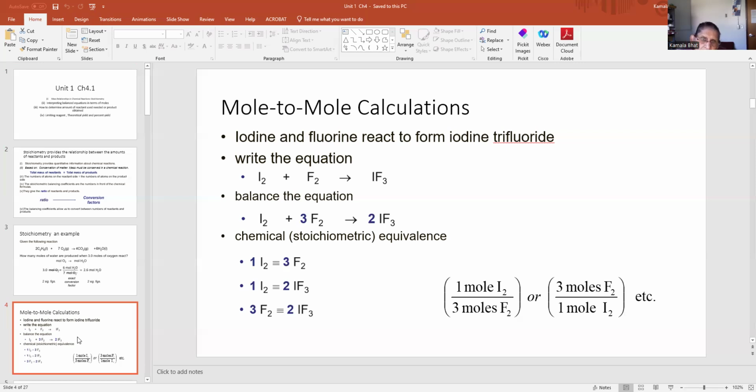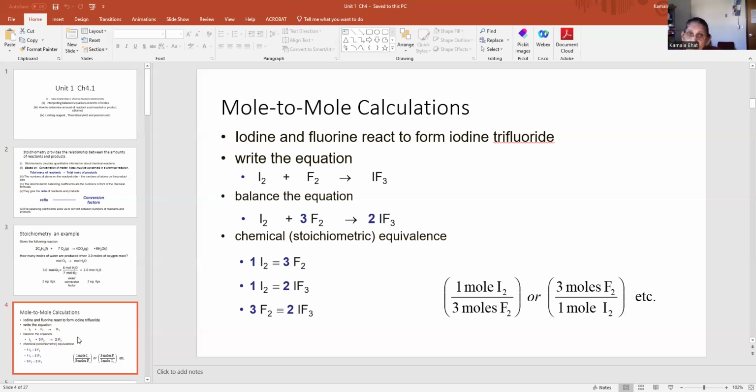So we see that 1 mole of iodine plus 3 moles of fluorine will give us 2 moles of IF3. This is a balanced equation because on the left side you have 2 atoms of iodine. On the right-hand side you have 2 atoms of iodine. Right-hand side 6 atoms of fluorine. Left side 6 atoms of fluorine. And therefore you get your balanced equation.